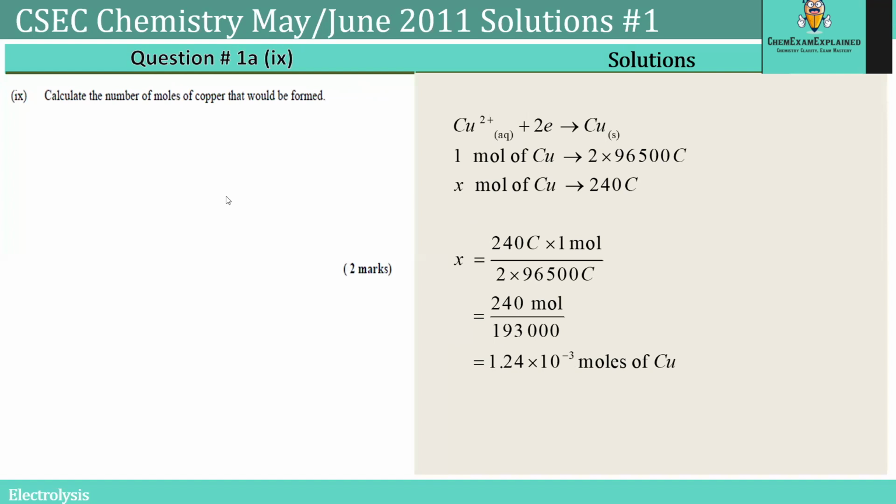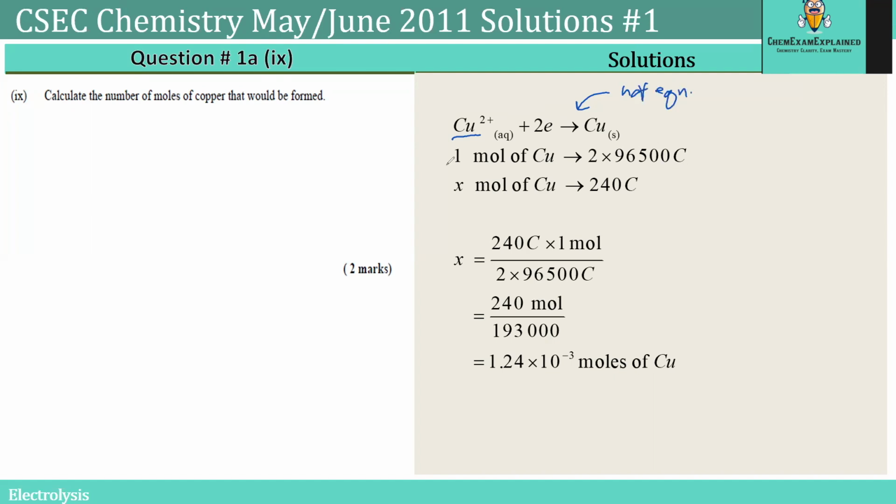1a part 9. Calculate the number of moles of copper that would be formed. So in answering this question, we must start with the half equation. The half equation will tell us what is going on based on Faraday's second law, that 1 mole of copper ion would liberate 2 moles of electrons. So that is important for the calculation. So this is the half equation.